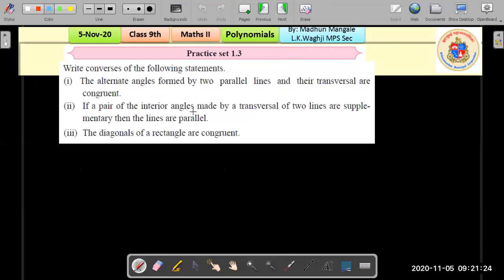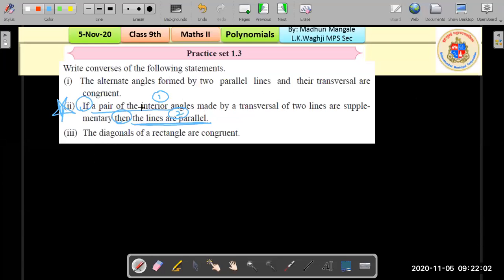If a pair of interior angles made by a transversal of two lines are supplementary, then the lines are parallel. So you see here, this one is again a very easy problem. Why? Because they have used the words if and then. That means this is the first part, and the words after then are the second part, right? So we just need to switch the places. So we start with: if the lines are parallel, then what will happen? Then a pair of interior angles made by it will be supplementary, right?